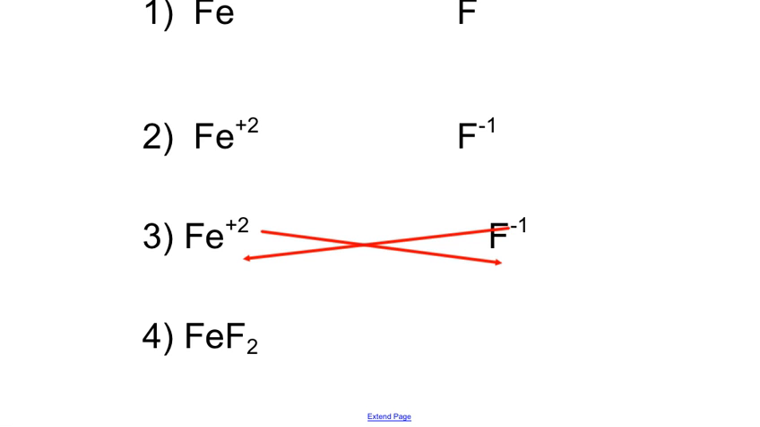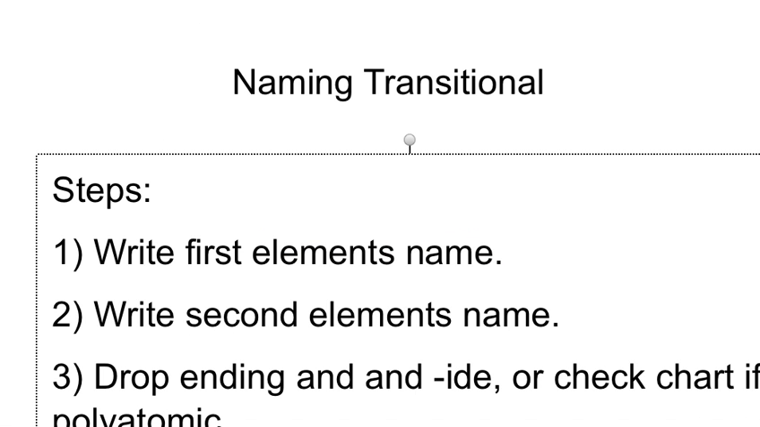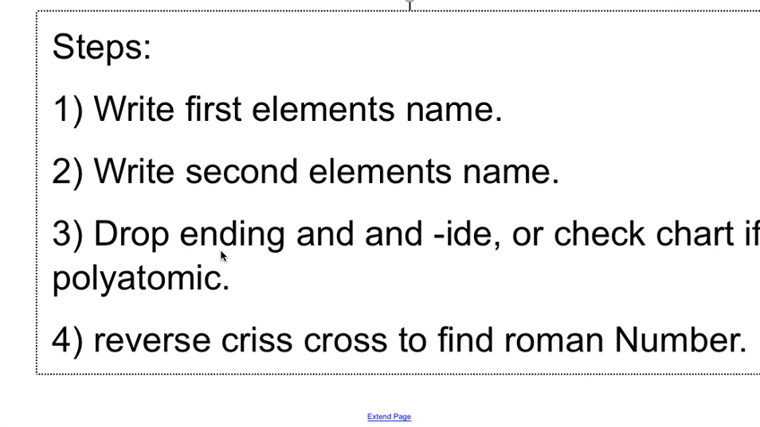Now, what about naming? Naming is pretty easy too, a little bit of a tweak, but here are the steps. The first step is to write down the first element's name. Second, write down the second element's name. The third step is to drop the ending of that second element and add IDE to it, just like we did before. Or if it's a polyatomic ion, we check the chart and simply write down what it says there. Step 4 is to reverse crisscross to find that Roman number.